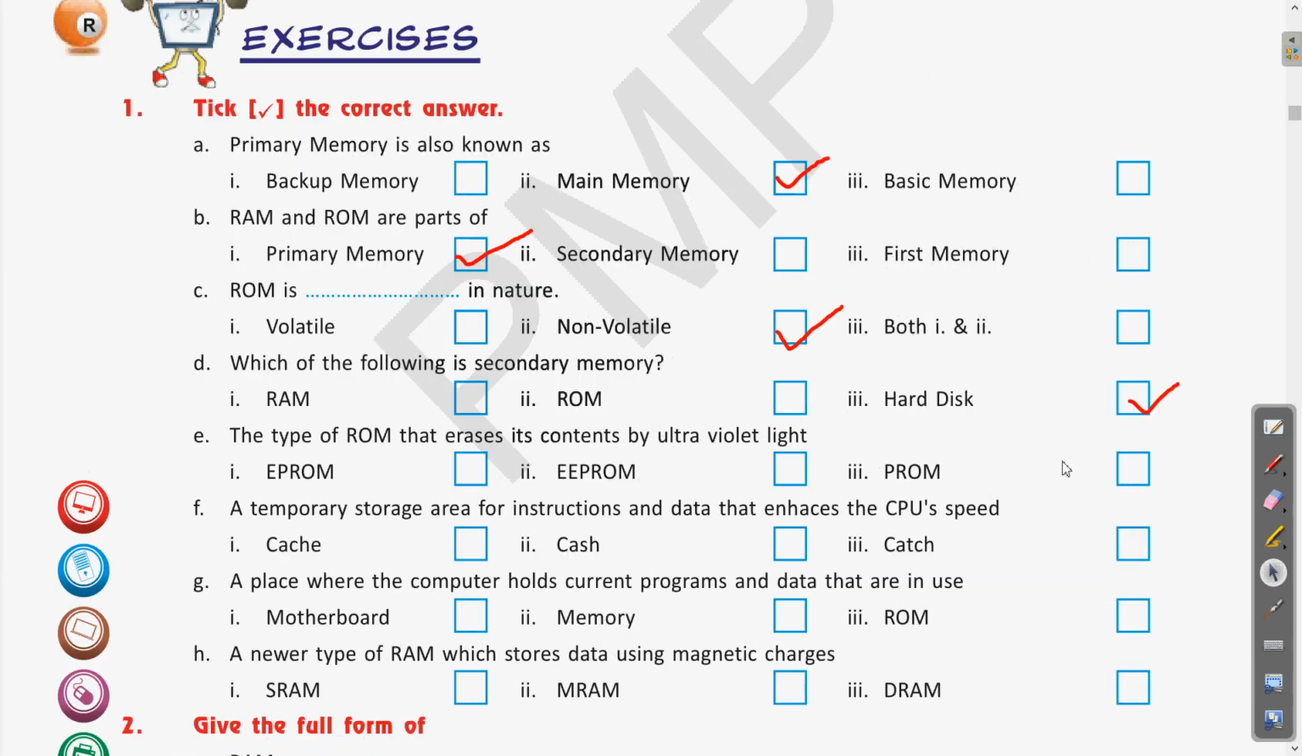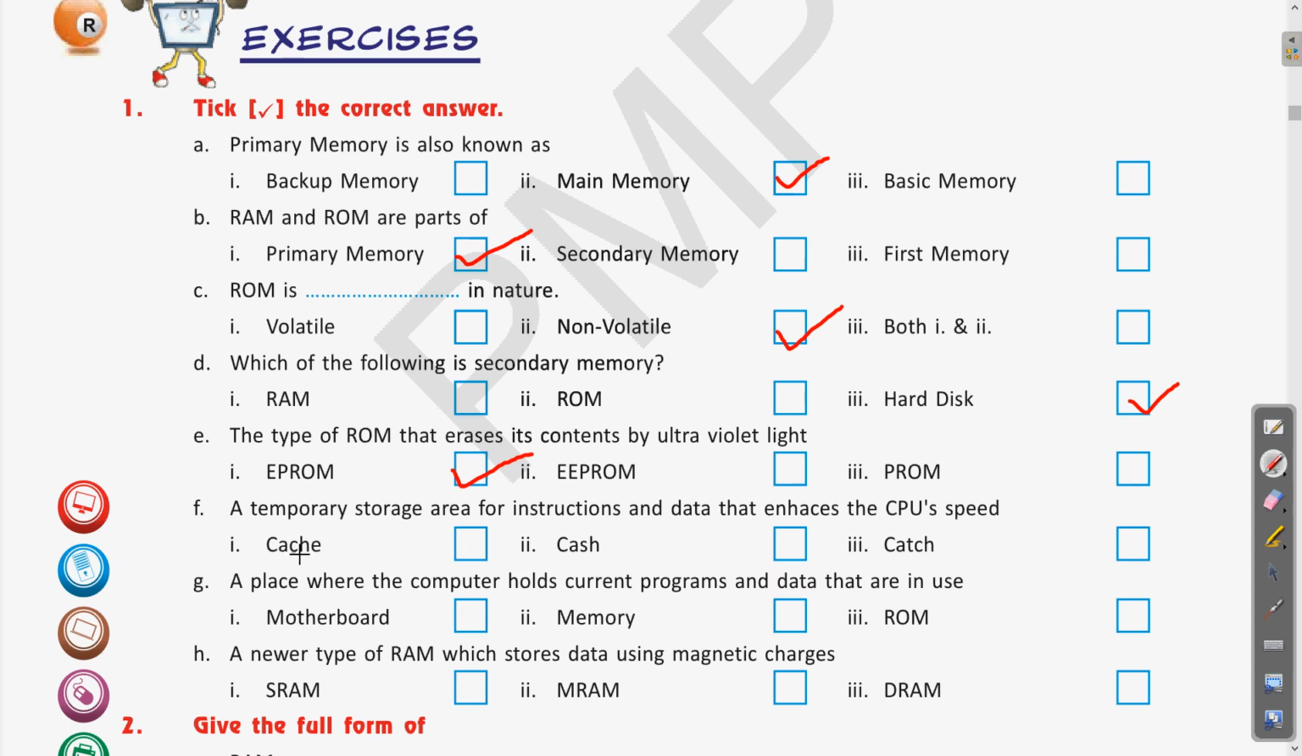Okay, let us come to our exercise page. So here we are. So the answer of this will be what? The type of ROM that erases its contents by ultraviolet light. The answer will be EPROM, erasable programmable read-only memory. Then a temporary storage area for instructions and data that enhances the CPU speed. So what is the answer? There is only the change in spelling.